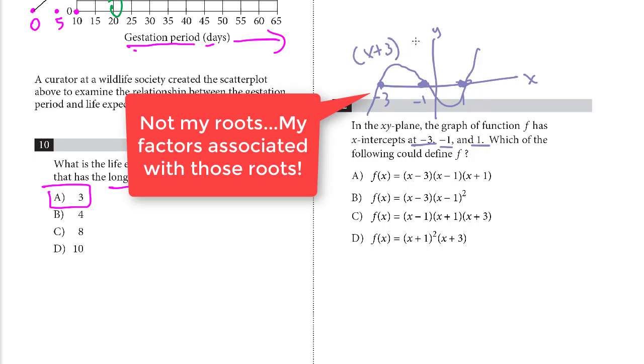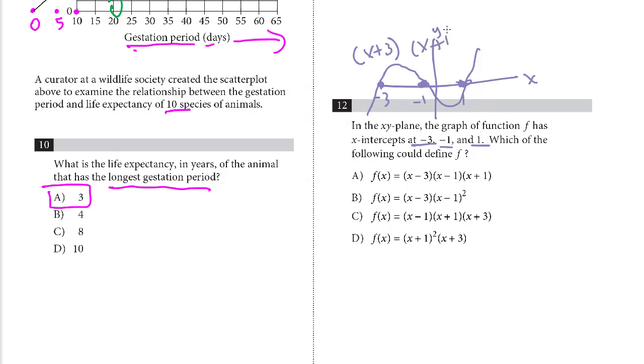For the -1, it would be x plus 1. And for the plus 1, it would be x minus 1. These should be factors of my f of x, which is what all the answers are set up as. So which are the factors that would apply? Well, only C indicates all these factors. X minus 1 times x plus 1 times x plus 3. C is the correct answer for 12.